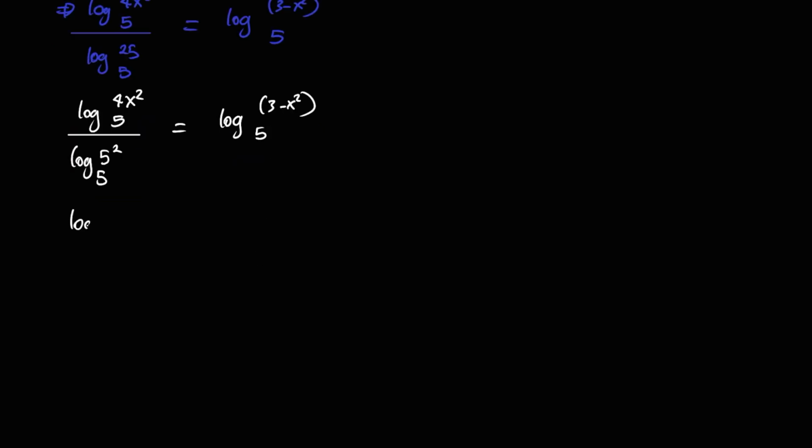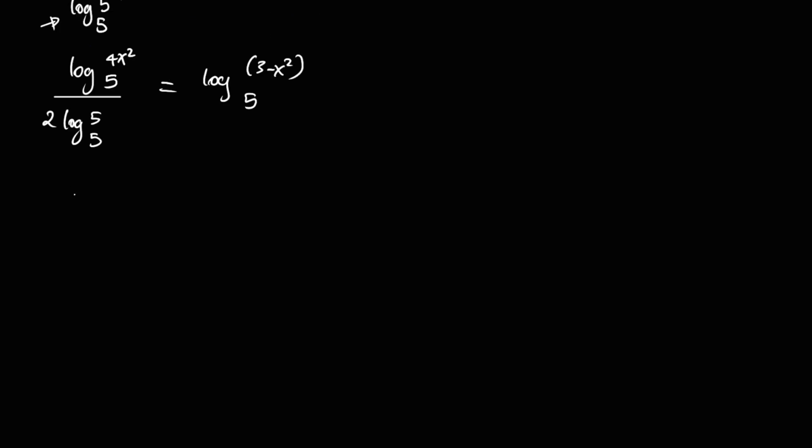And this will become log of 4x squared base 5 divided by, from power rule, 2 will become a coefficient of this logarithm. And this will become 2 log of 5 base 5 equals log of 3 minus x squared base 5. This is the same as log of 4x squared base 5 divided by, from identity rule, log of 5 base 5 is the same as 1. So we have 2 times 1, which is still 2, equals log of 3 minus x squared base 5.